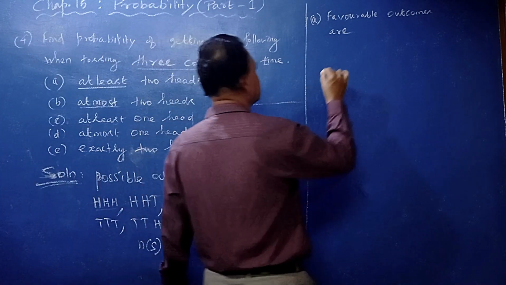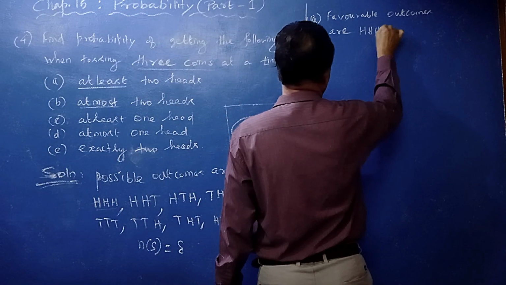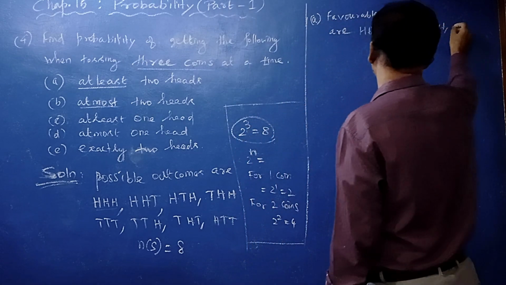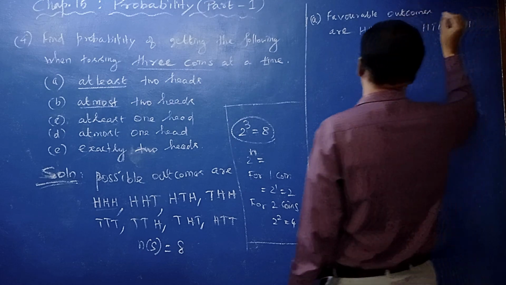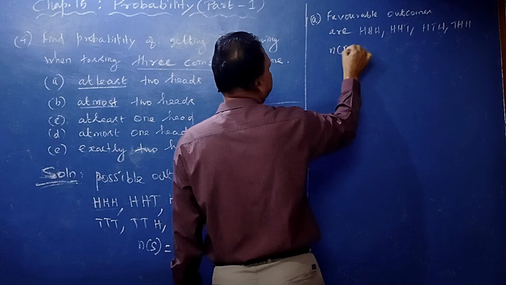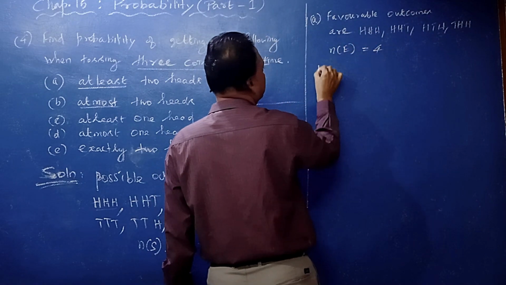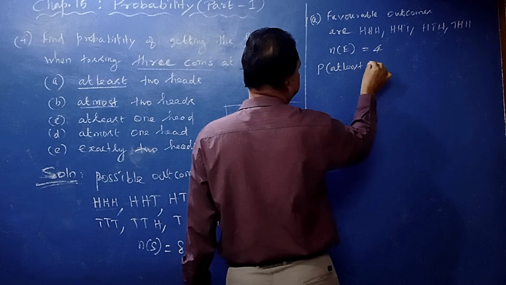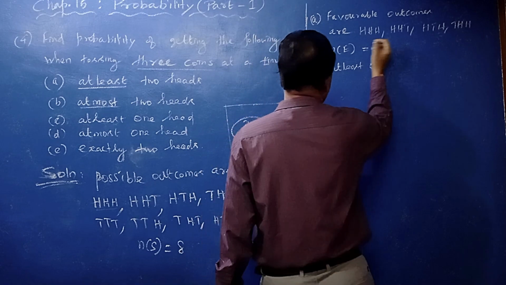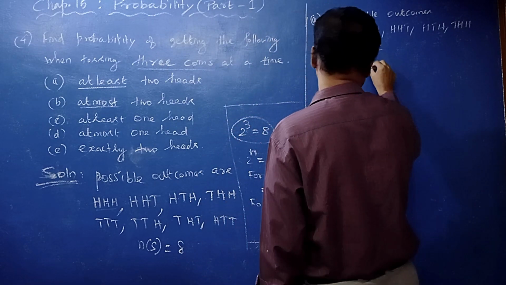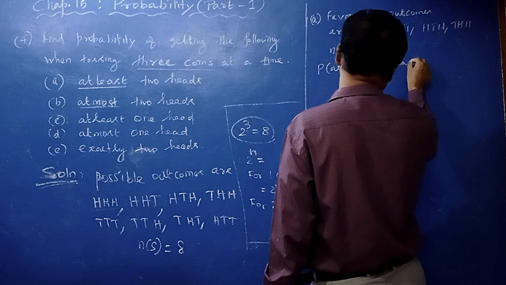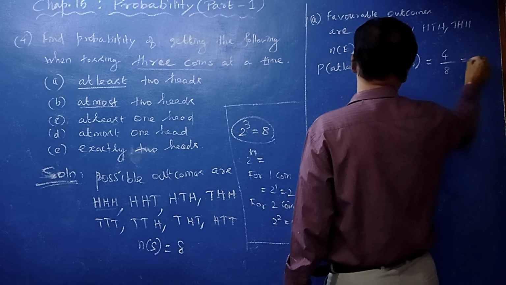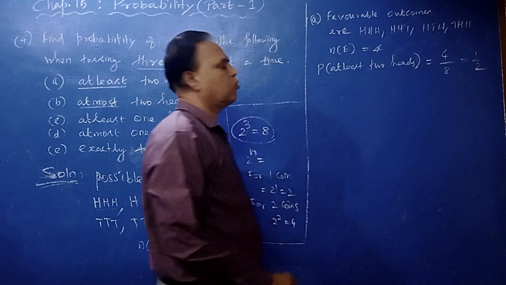So HHH, HHT, HTH, THH. So 4 possibilities. Therefore, n of E is 4. Therefore, probability of at least 2 head is equal to 4 by 8, that is 1 by 2.